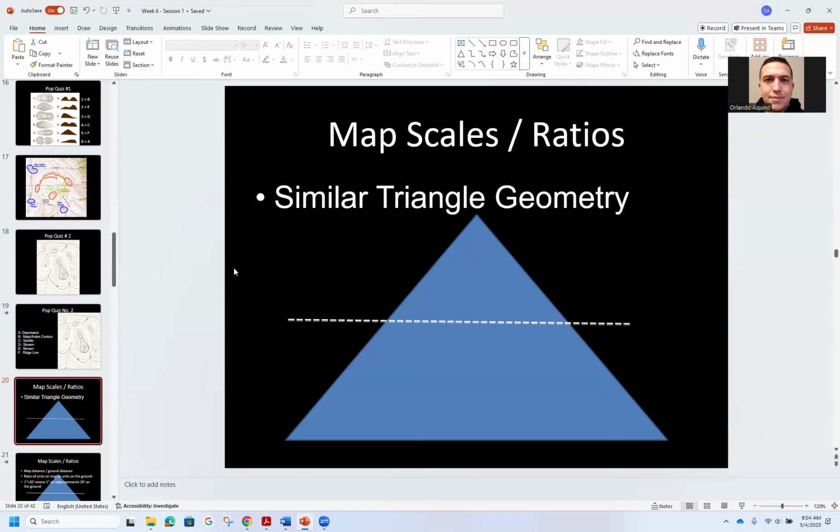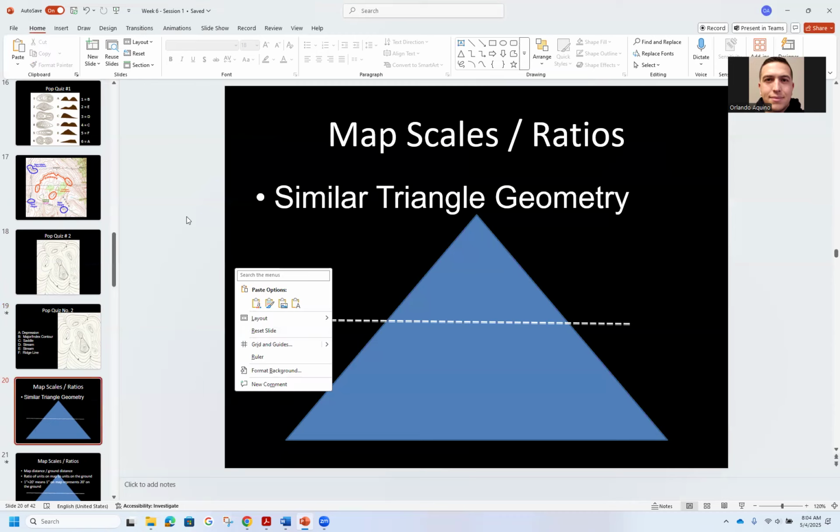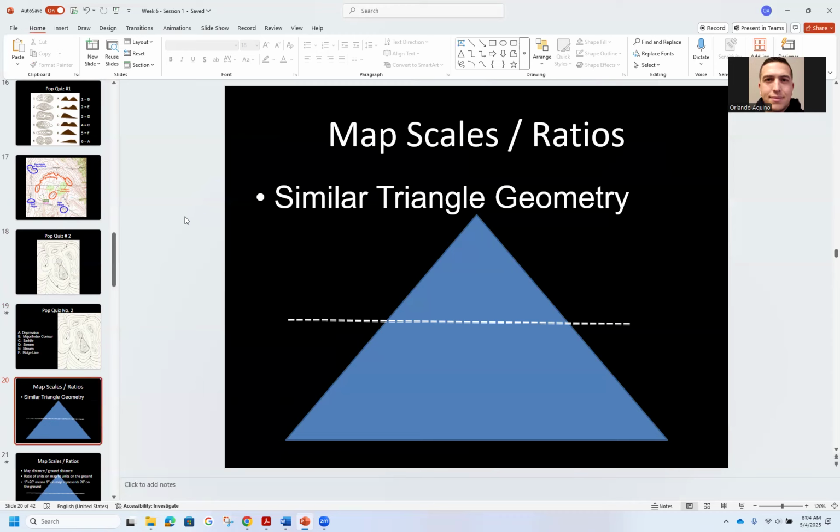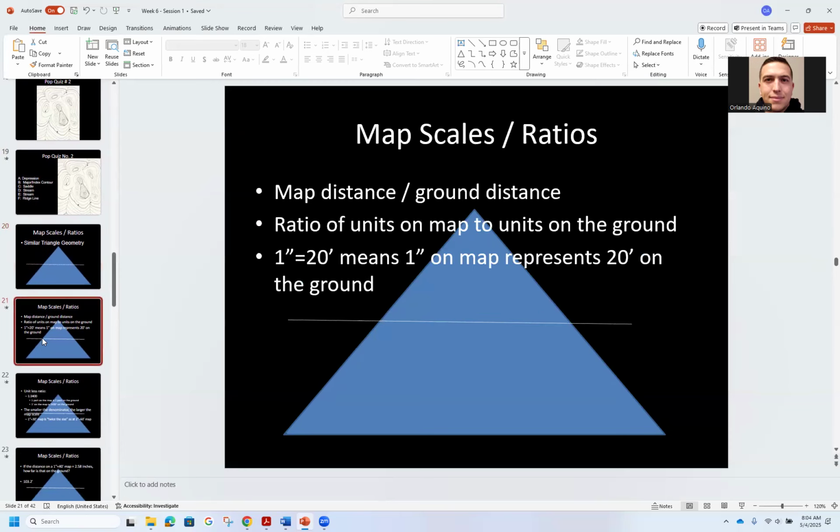So those are contours. Jump over to map scales and ratios. So we say similar triangle geometry, right? Because we need to break it down into that scale and ratio. So map distance, and the ratio of ground distance. So ratio of units on maps to units on ground. Like 1 inch equals 20 feet means 1 inch on the map represents 20 feet on the ground.